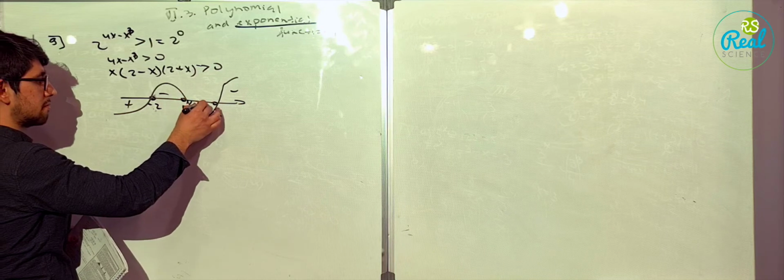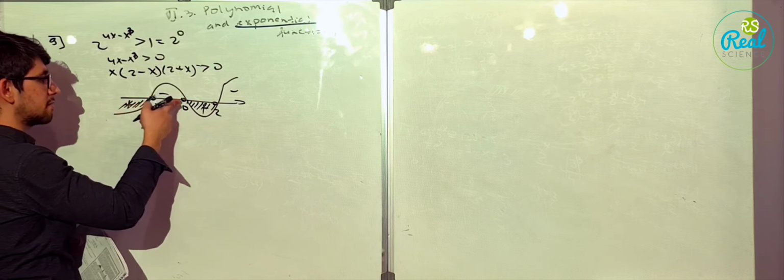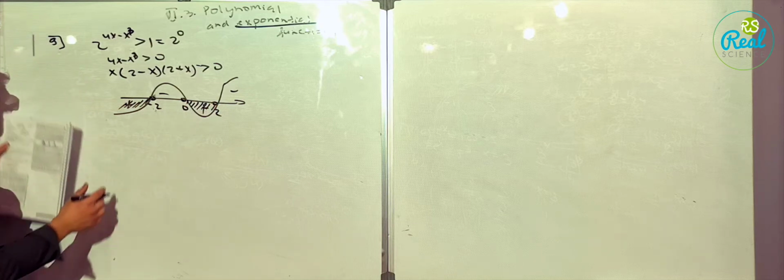Greater than 0 means you only take the plus signs. Starting from minus 7 till minus 2, and from 0 till 2 is your solution, okay?